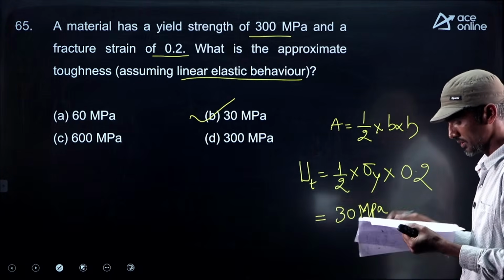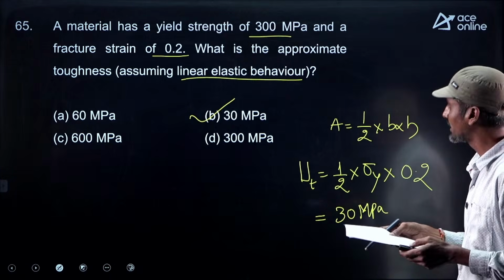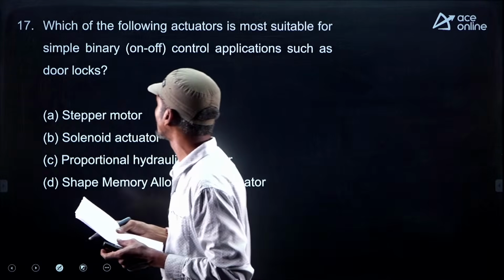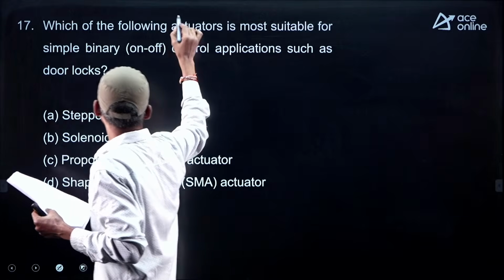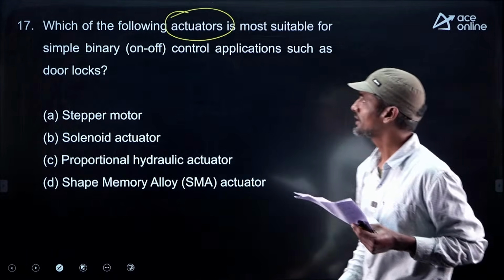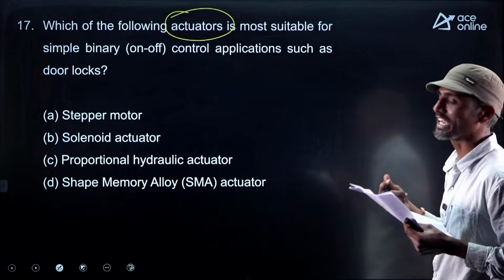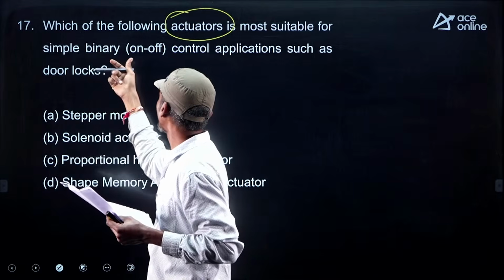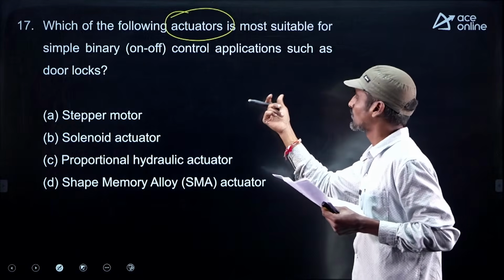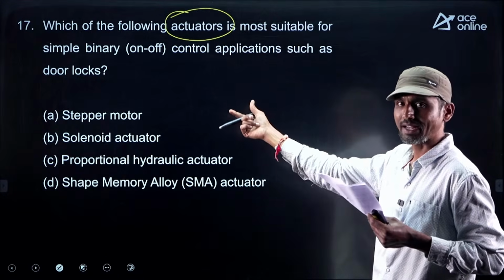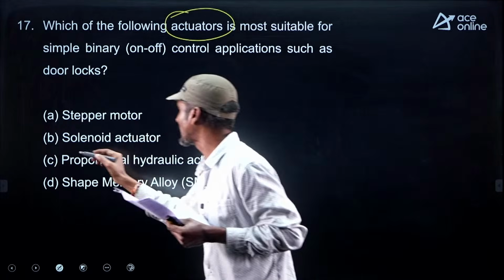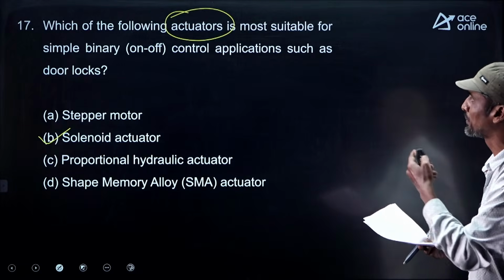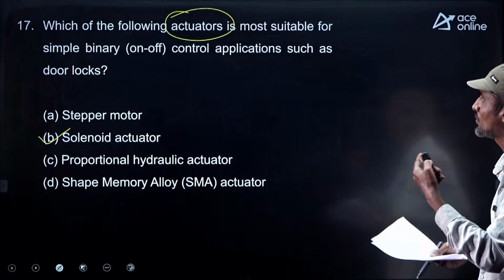The next question is related to mechatronics, and the topic is actuators. The question says: which of the following actuators is most suitable for a simple application, that is a binary on off mode? We need to choose the correct actuator. The answer is a solenoid actuator, which is basically used for simple operations such as on off conditions.